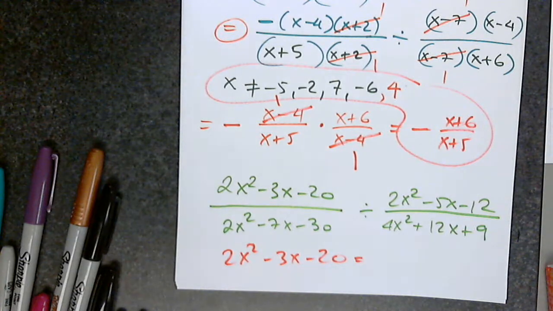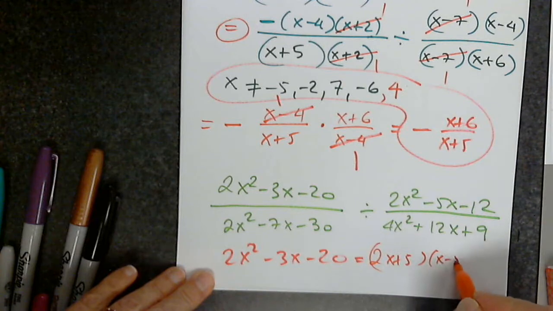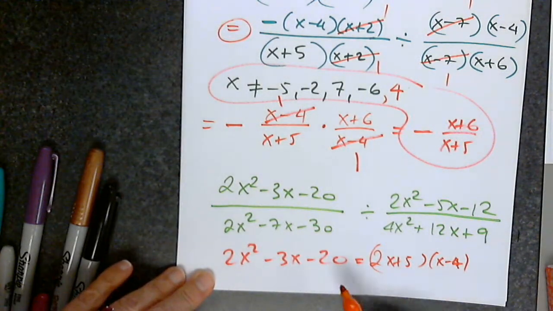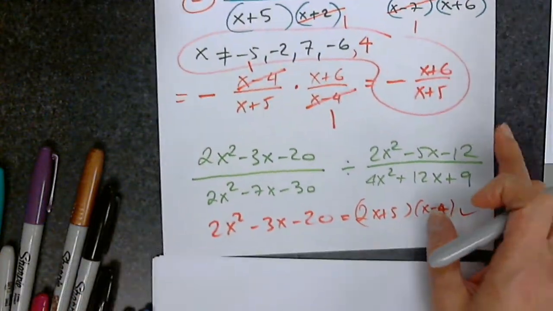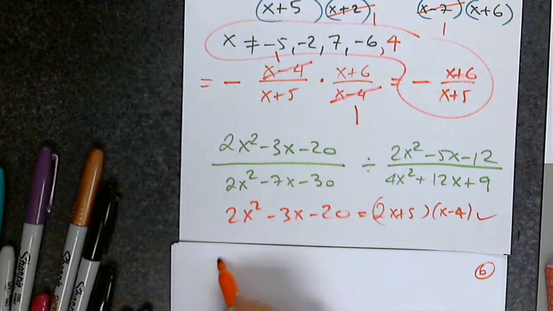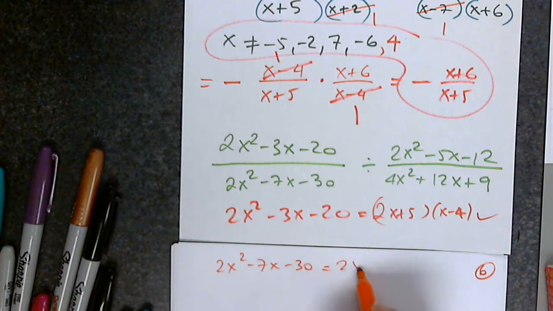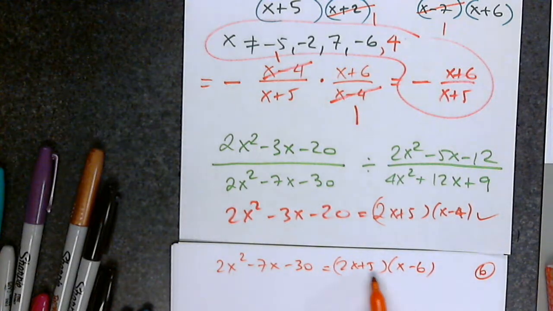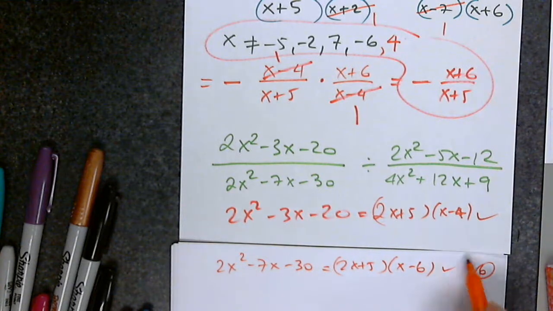2x plus 5, x minus 4, very easy to check, 2x squared minus 8 plus 5, perfect. First one is done. x squared minus 7x minus 30, 2x plus 5, x minus 6, very easy, negative 12 plus 5, yep, perfect, second one is done.